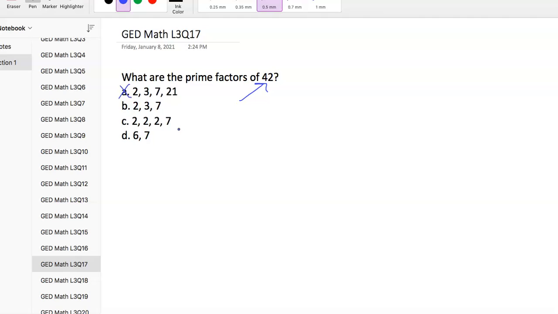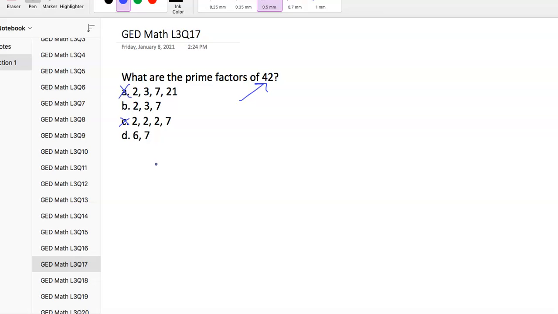What about answer choice C? 2 times 2 is 4. 4 times 2 is 8. 8 times 7 is 56. No. Okay, so we've already eliminated 2. We haven't even looked at the last one yet. Answer choice D. 6 times 7 is 42. Okay, that's correct.